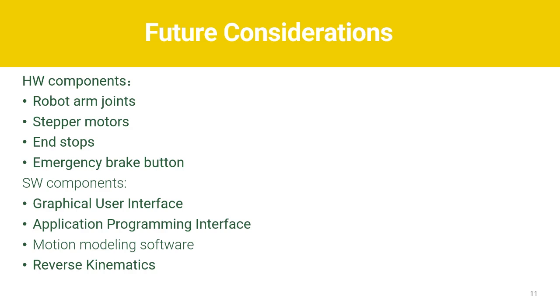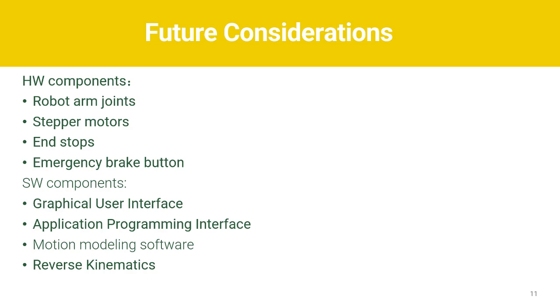Motion modeling software. To meet the AlbertaSat requirement of being able to model and simulate the motion of one or two satellites relative to each other, we will develop software that can coordinate the motion of two robot arms. This will enable research and development related to inter-satellite communication, capture of dead satellites, and other related problems.